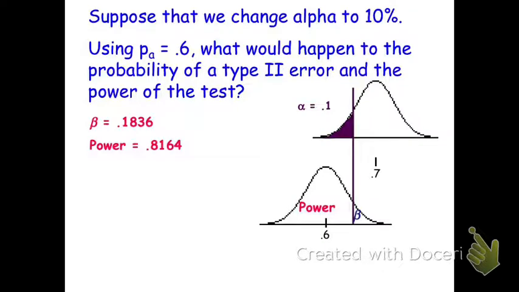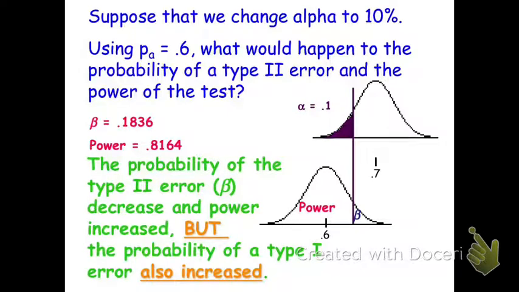So when I increased alpha, basically it was at 0.05, and then it went to 0.1. What happened to my power? It increased. So when alpha increases, power increases. So alpha and power have a direct relationship. I want you to write that. Power and beta, as well as alpha and beta, have an inverse relationship. I know, it's a lot to think about.